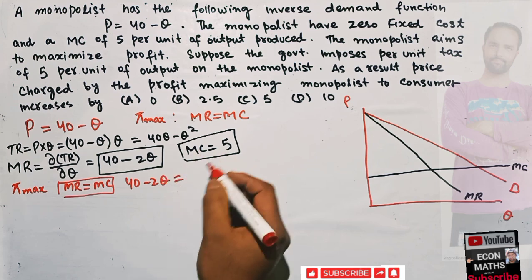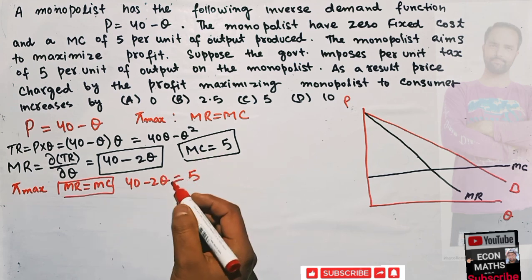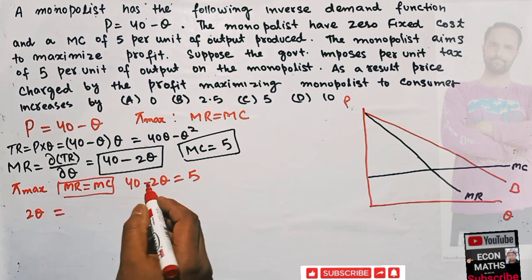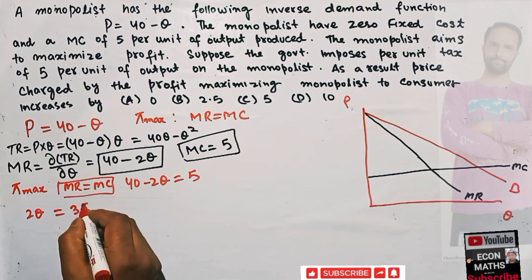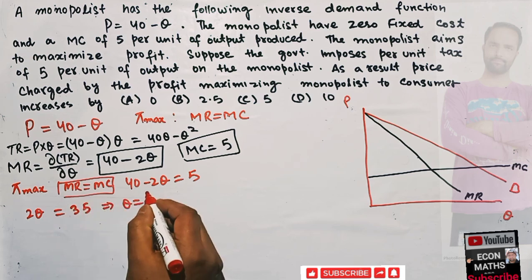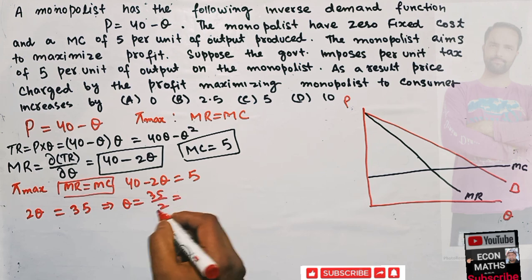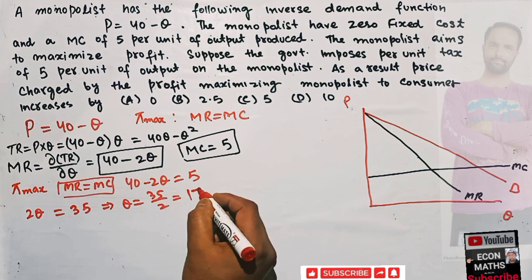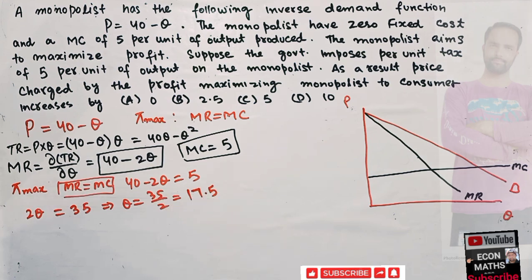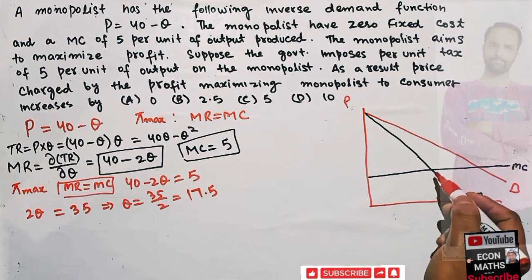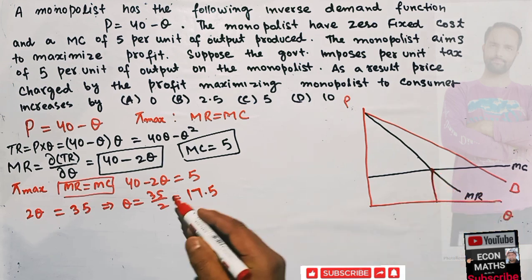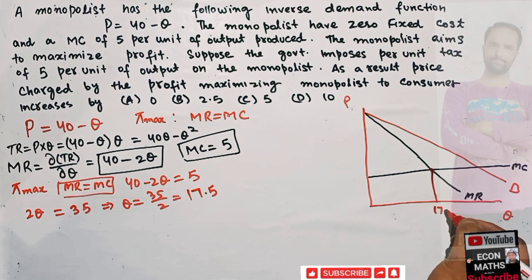We equate this with marginal cost of 5 and solve for Q. If I transpose this, we have 40 minus 5 comes out to be 35, which implies Q is equal to 35 upon 2, which comes out to be 17.5. Okay, so here marginal revenue is equal to marginal cost and the quantity produced is equal to 17.5.